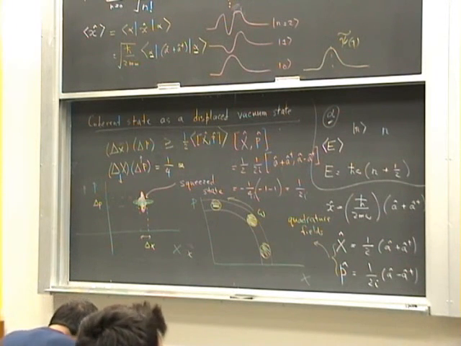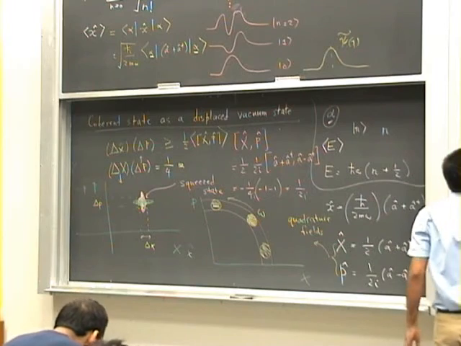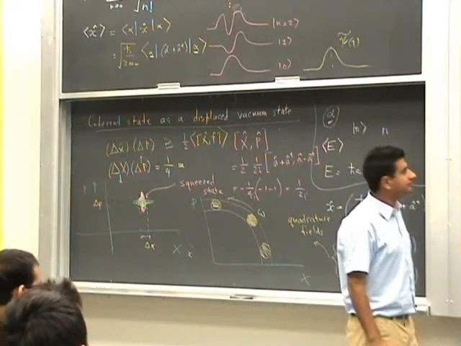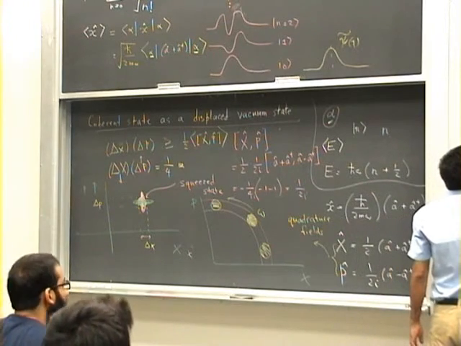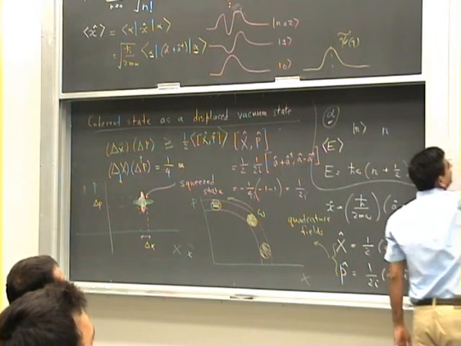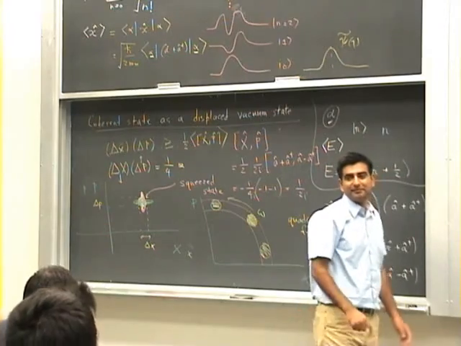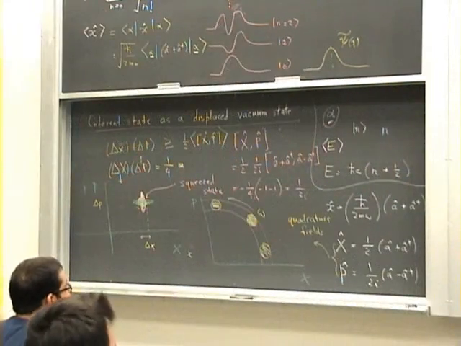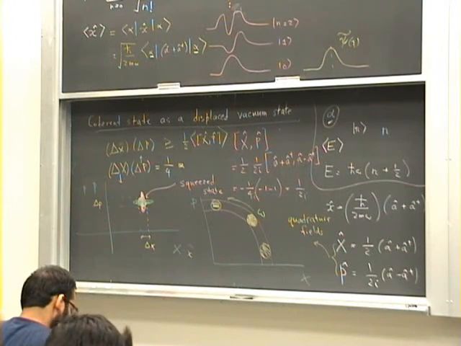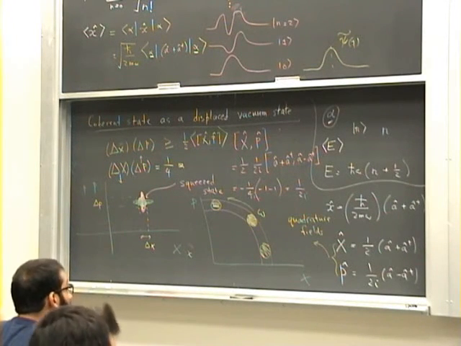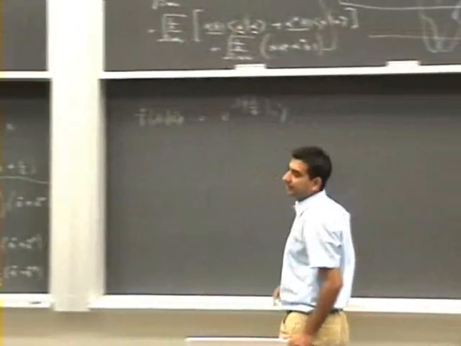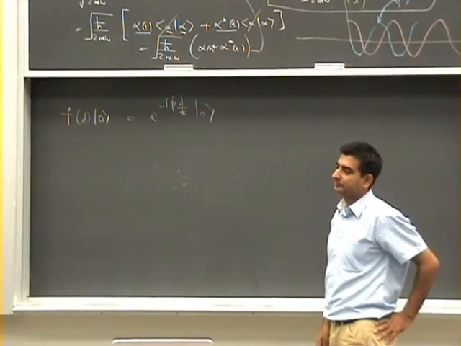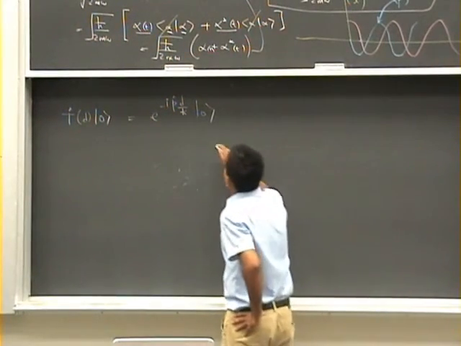If I have the ground state ket 0, if I apply a translation operator on this through a distance d, now what is the translation operator? It is e to the minus i p operator d over h bar, acting on ket 0. Okay? Now what do I get?